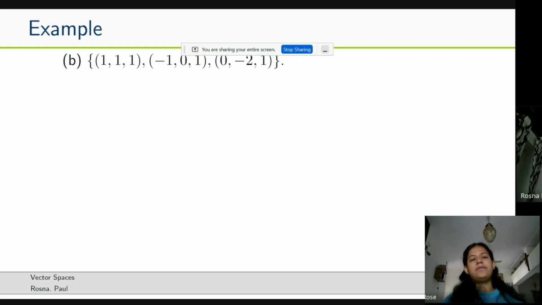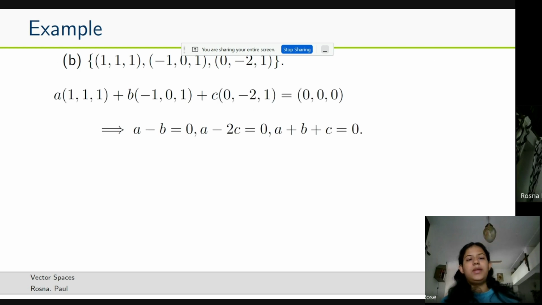So in B, we have again three vectors, and we use the same method. We try to evaluate the coefficients a, b, and c such that this equality holds. While doing the scalar multiplication and adding, you can see that the first entry is a minus b, which equals 0, the second one is a minus 2c equals 0, and the third is a plus b plus c equals 0.